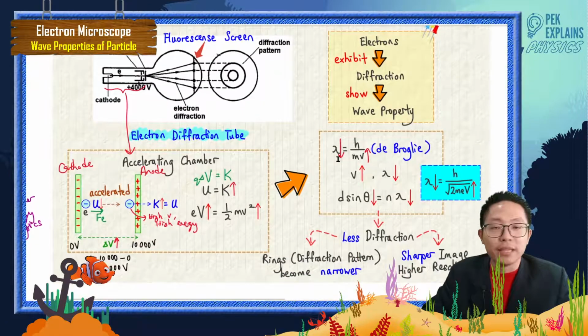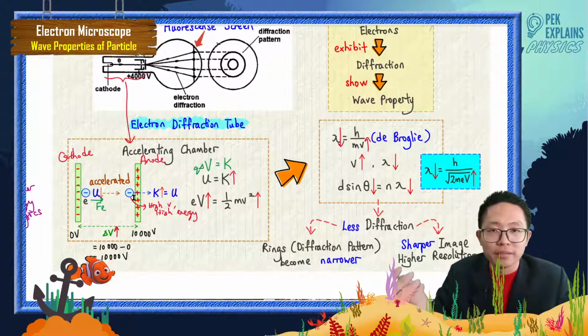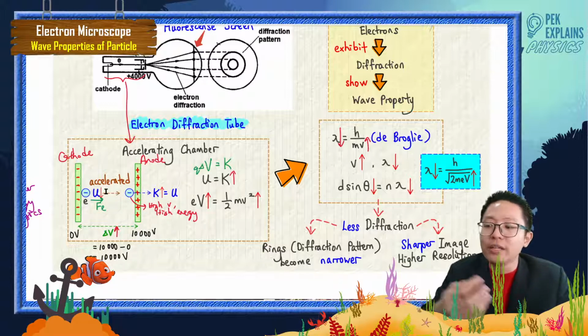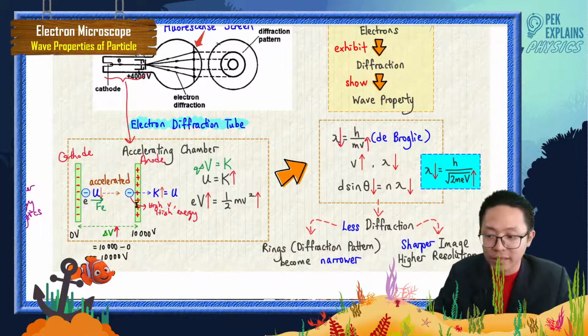Okay. But light is uncharged. The light ray cannot be accelerated. You cannot put the light ray into accelerating chamber attracted by the positive plate. How do you attract the photon? Photon is uncharged. How do you attract the photon by the positive plate? Cannot, isn't it? Only the electron. Electron is negative charge. It can be attracted by the positive plate, so it can be accelerated.